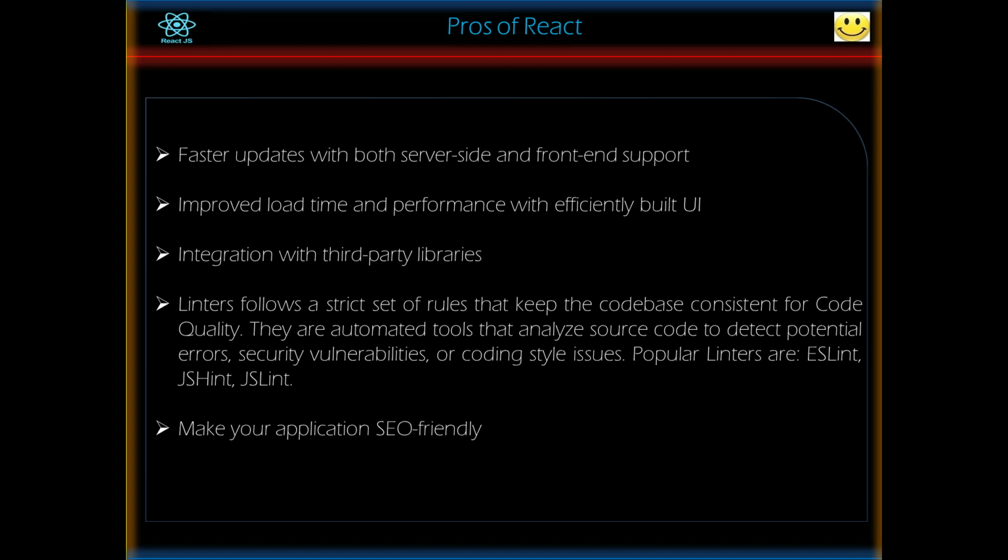They are automated tools that analyze source code to detect potential errors, security vulnerabilities, or coding style issues. Popular linters are ESLint, JSHint, JSLint. Makes your application SEO friendly.